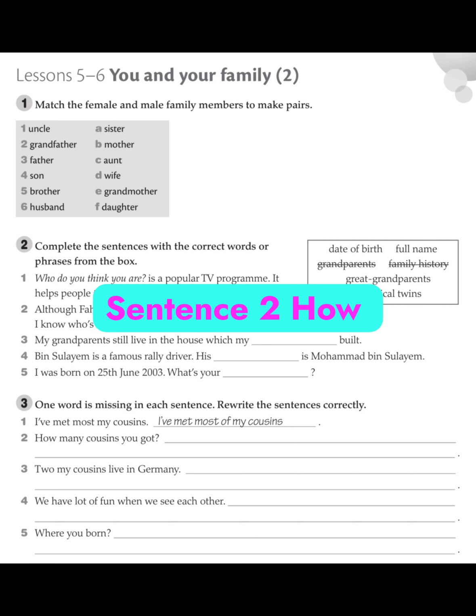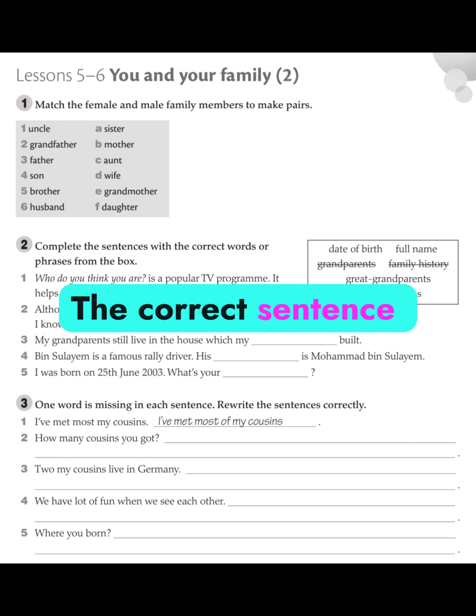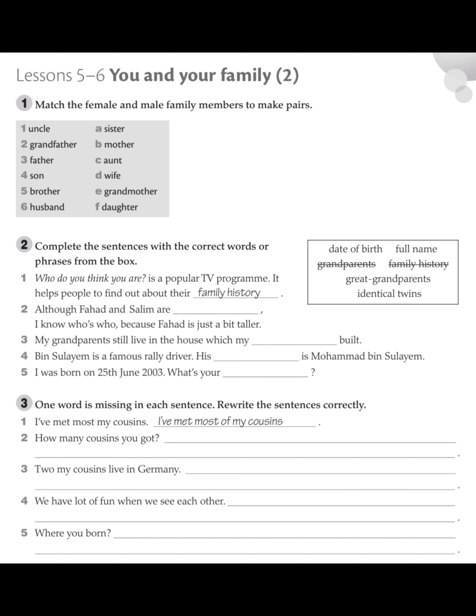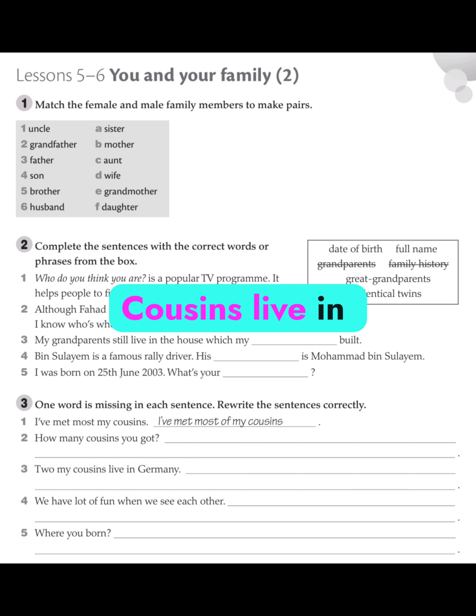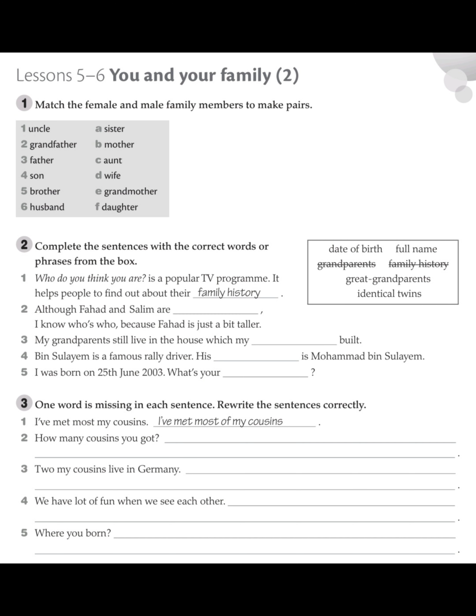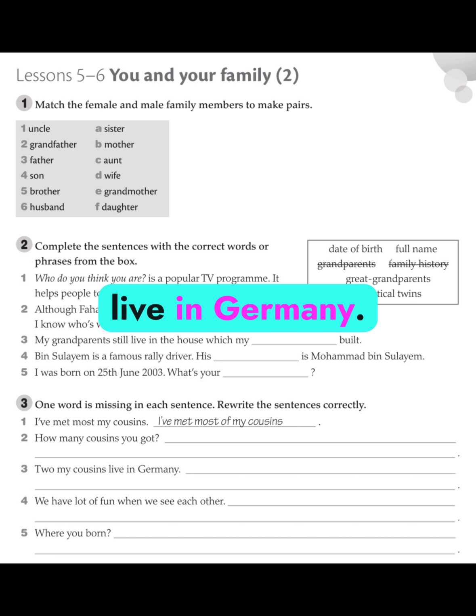Sentence 2. How many cousins you got? The correct sentence is, how many cousins have you got? Sentence 3. 2. My cousins live in Germany. The correct sentence is, 2 of my cousins live in Germany.